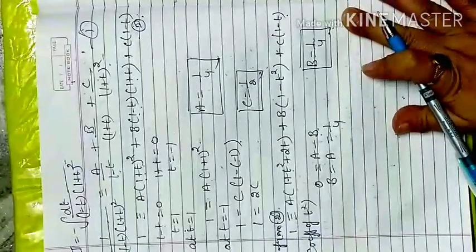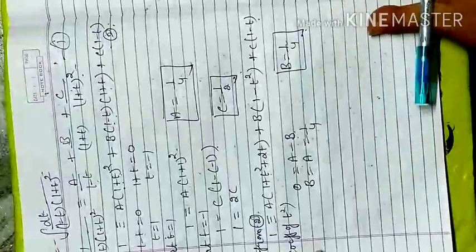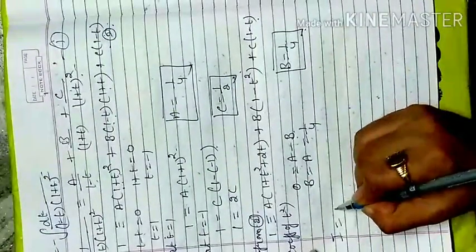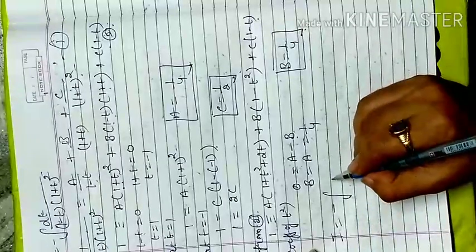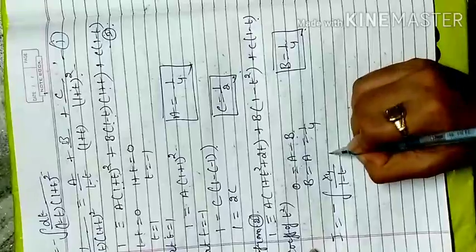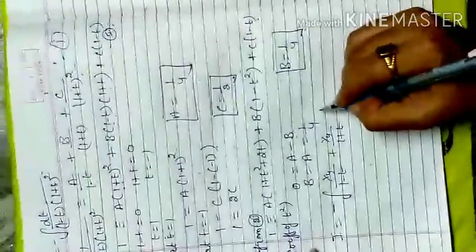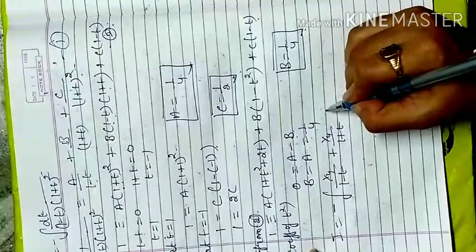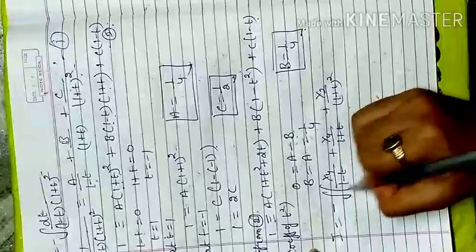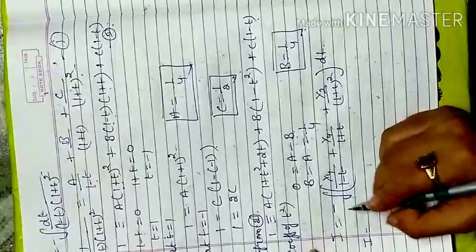Next, I apply these three values in my equation 1 in the form of integration. So here my I value is minus, which was outside, the integration of A value 1 by 4 over 1 minus t, B value 1 by 4 over 1 plus t, and my C value 1 by 2 over 1 plus t whole square, and this is dt. Now I integrate this one.